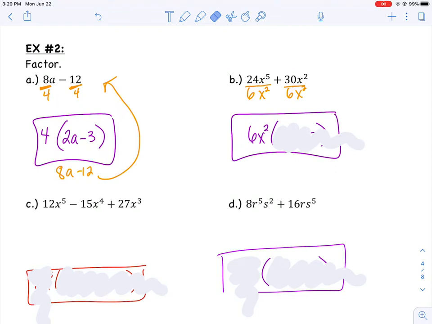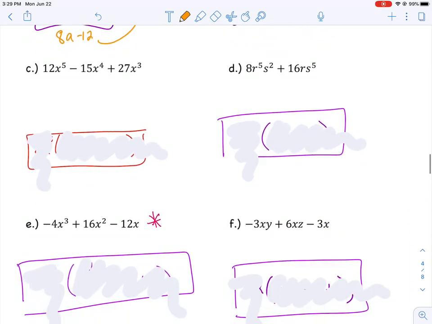What's 24 divided by 6? 4. If I have x to the 5th and I divide it by x squared, remember your exponent rules: when you divide, you really subtract the exponents, so you should have x cubed left. Plus 30 divided by 6 is 5, and x squared divided by x squared, those x's cancel each other out, so I don't have any more x's left. That should be your final answer, and you could quickly double check by distributing that back through if you'd like.